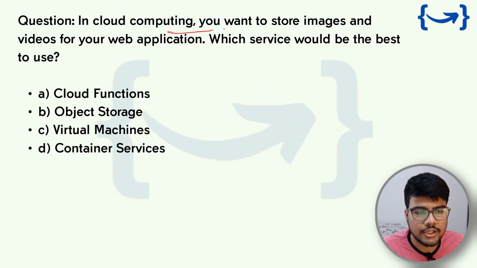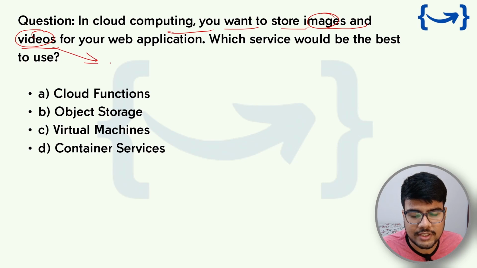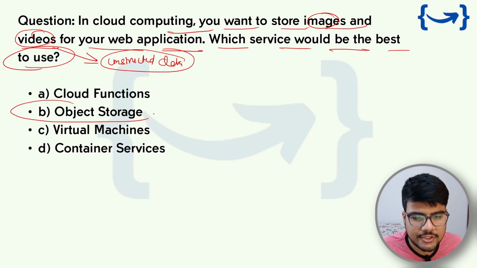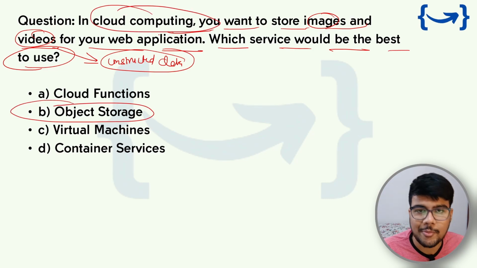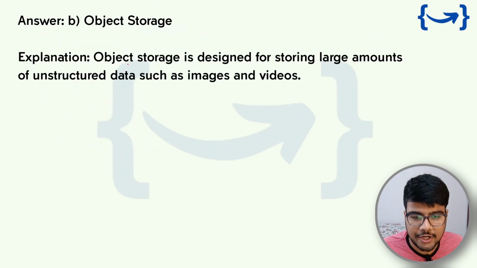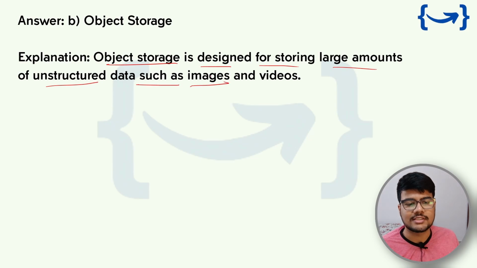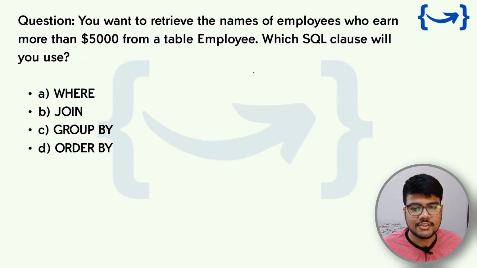In cloud computing, you want to store images and videos. In cloud computing, the data is images and videos, which means the data is unstructured. So if the data is unstructured, for your web application, which service would be the best to use? If you're talking about unstructured data, then definitely object storage is used in cloud computing. This is the way I used to remember things. Object storage is designed for storing large amounts of unstructured data such as images and videos.